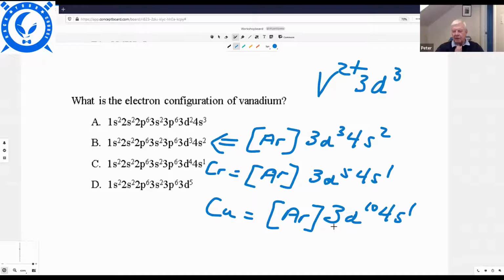So remember that the d level energy is below that of the s, and that's true of the transition metals. The special cases are chromium and copper. And when you ionize a transition element, you lose the s electrons first.